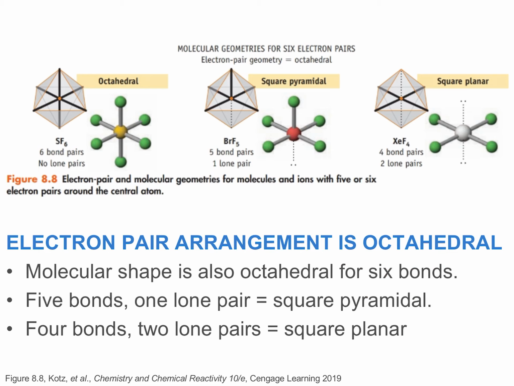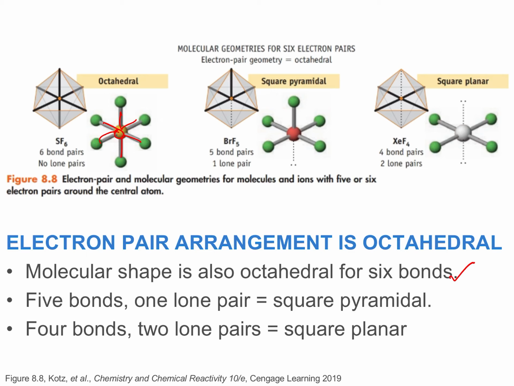These are the shapes we have for molecular geometries if you have 6 electron pairs. So this would be 12 electrons around the central atom, again an exception to the octet rule. If you have SF6, there's your S, and we've got 1, 2, 3, 4, 5, 6. So its electron pair geometry is octahedral, and its molecular shape is also octahedral.